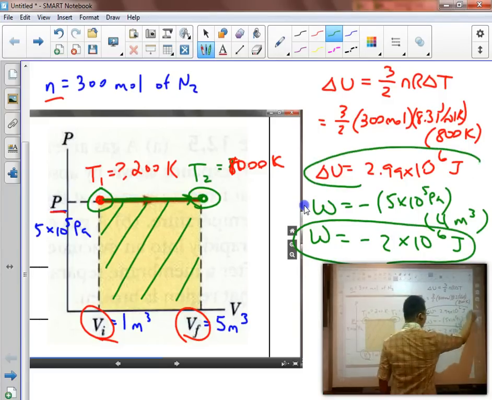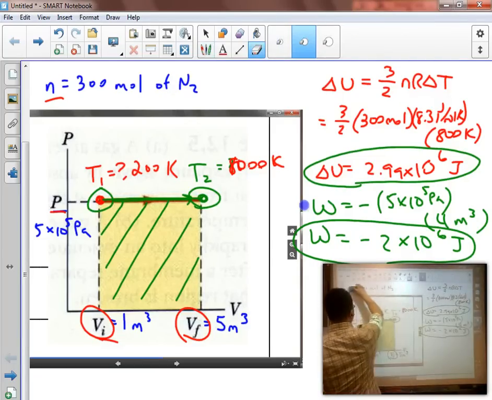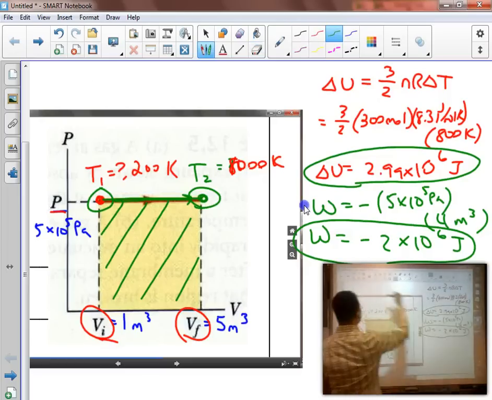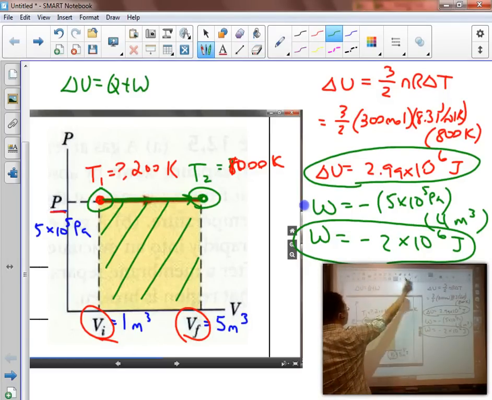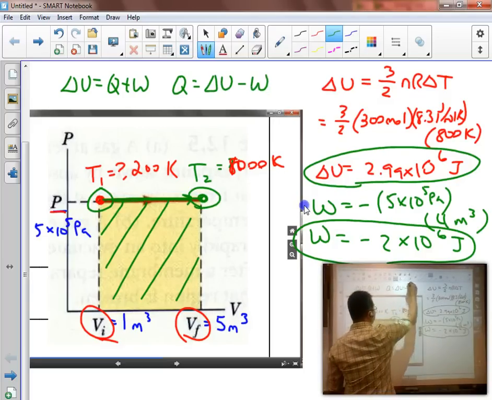But we now have the work. We now know the delta U. What could we solve for next? Well, if we know delta U and we know work, we could solve for Q. Delta U is equal to Q plus W. Q would simply equal delta U minus W.